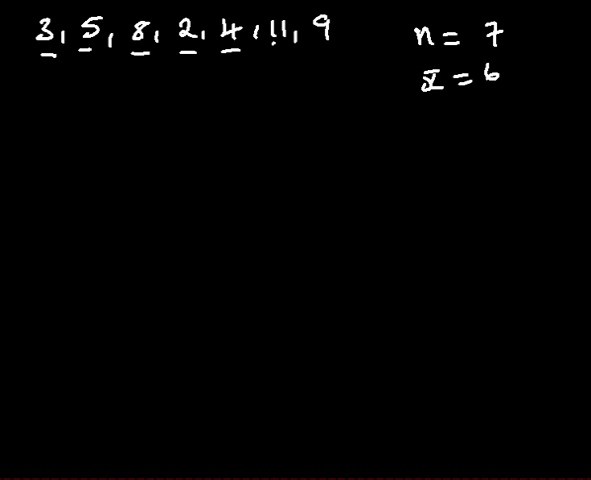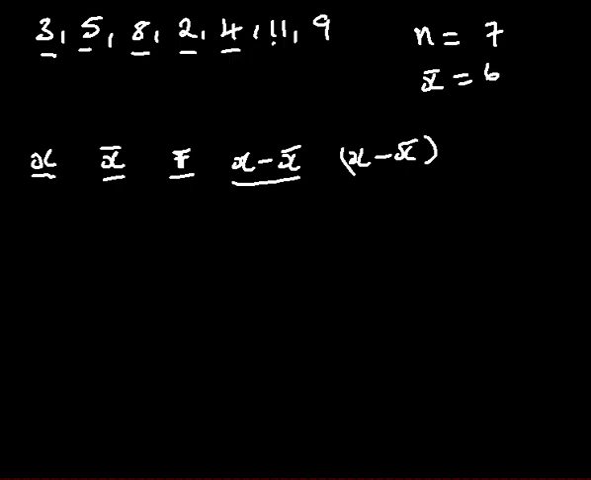Then we should present the table with the x values, the mean, which is the x bar column, and the frequency. We should have the deviations from the mean, then the square of the deviations from the mean, and the frequency times the squares of the deviations from the mean. So we should have that. Now let me arrange them in ascending order.